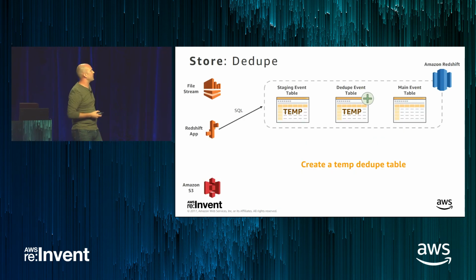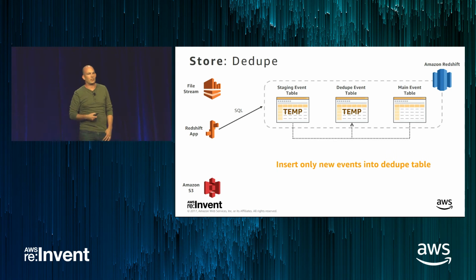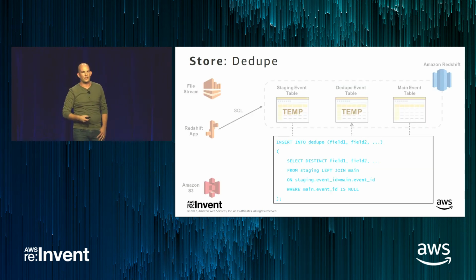So we've got all these events in this staging table now, duplicates, warts, and all, and we want to get rid of those. So we're going to create this secondary staging table I call the Dedupe table. And the idea here is that we're going to use a little SQL magic. So we're going to take everything in that staging table and left join it against our existing set of events in this main event table, and put only the new unique ones into this secondary staging table, this Dedupe table. And the way we do that looks something like this.